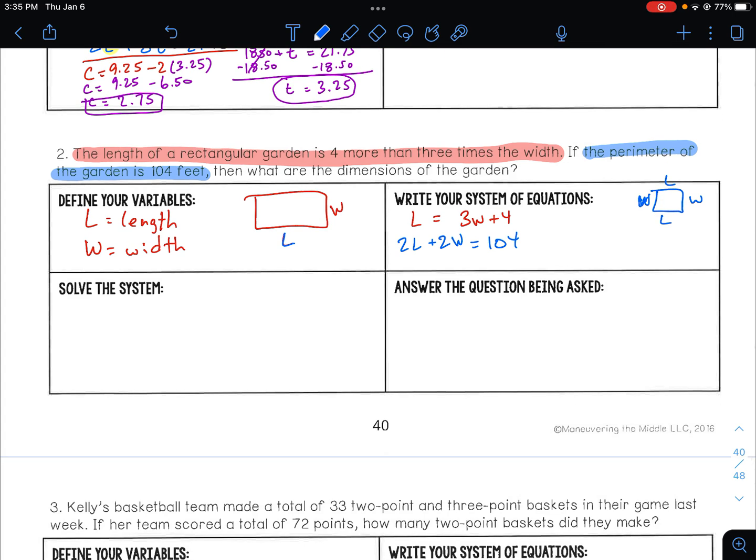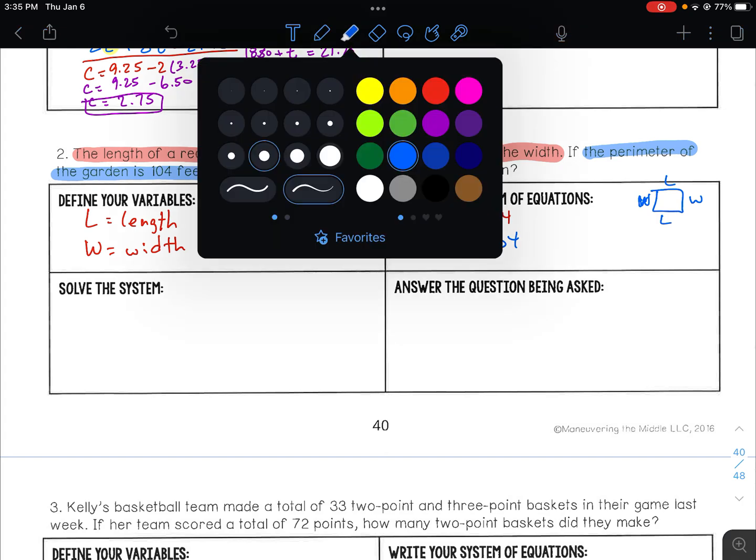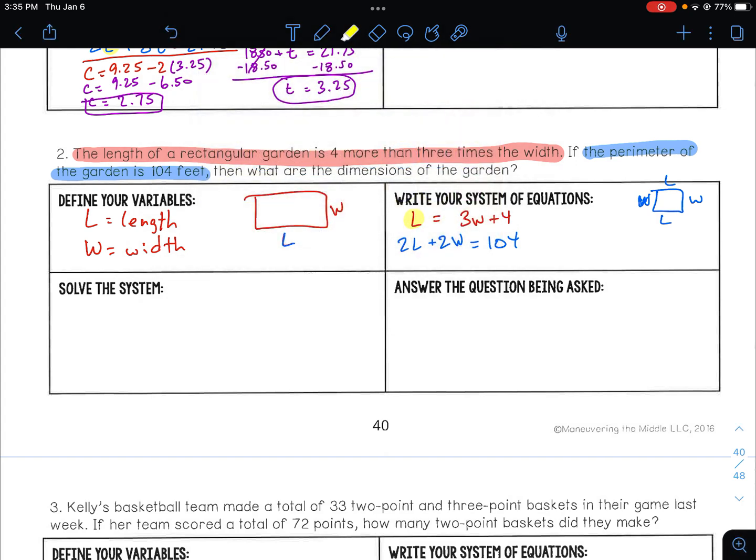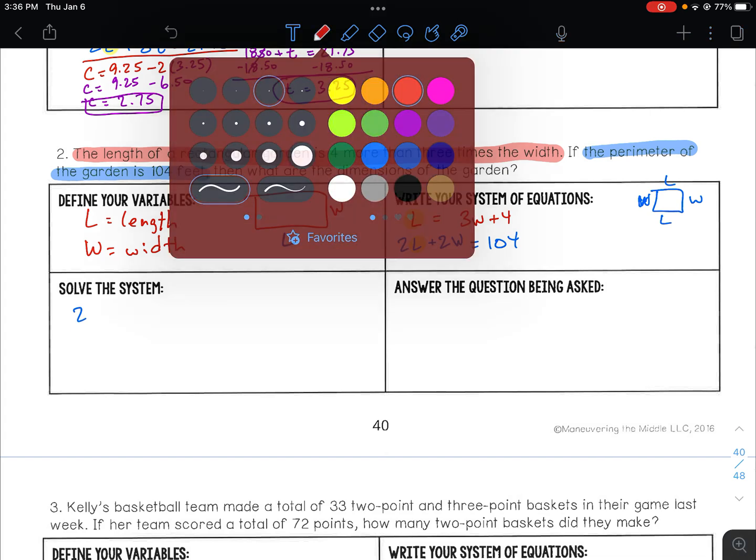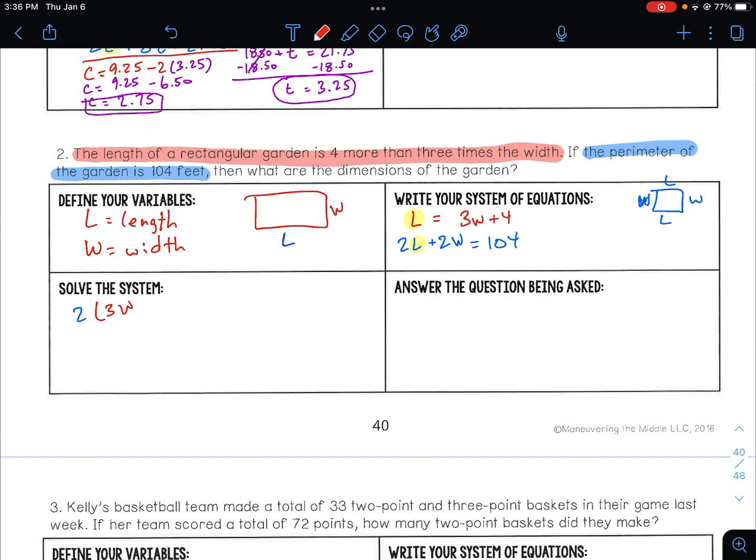Let's solve it. I'm going to use substitution because L's already been solved. I can just substitute that L in for there. So that's just what I will do. We'll write my equation. 2 times, in place of L, I'm writing 3W plus 4, plus 2W equals 104.